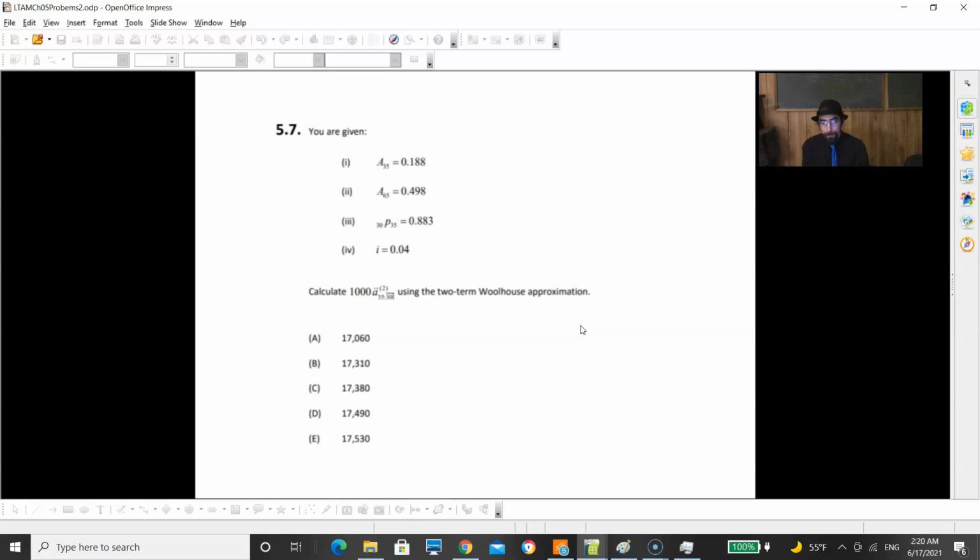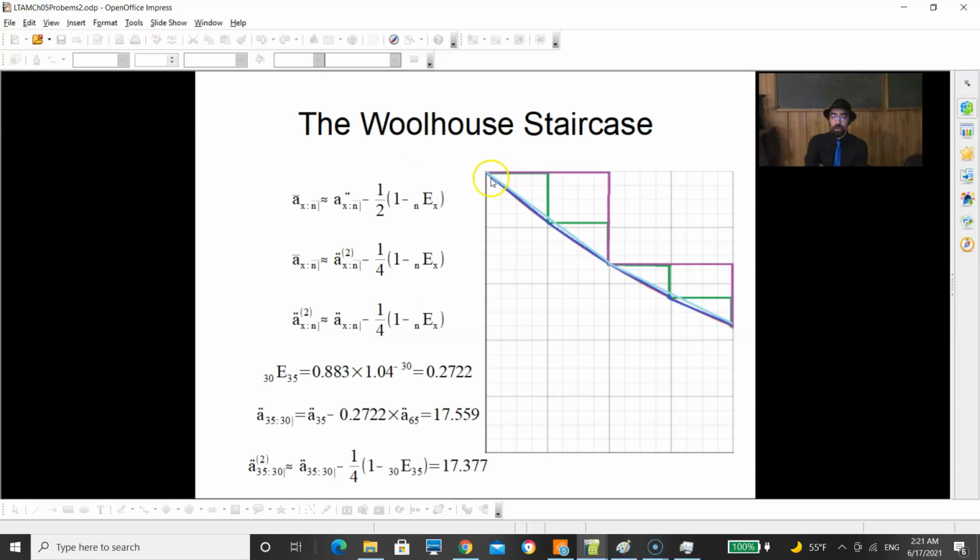And last problem. You're given big A_35, big A_65, 30p35, and an interest rate. Calculate 1000 ä_{35:30} superscript (2) using the two-term Woolhouse approximation. So two-term Woolhouse approximation is where you use your Woolhouse staircase and you only do trapezoidal approximation, right? So on this you only look at these straight diagonal lines. You don't worry about curves and derivatives.